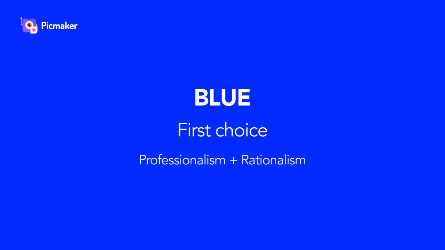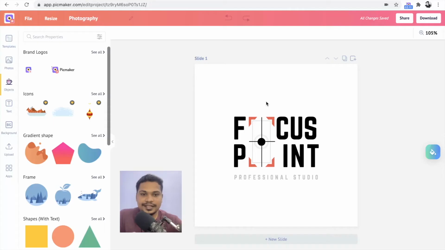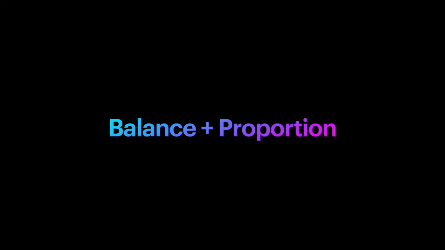When you look closely, you'll probably notice the use of blue in most logo designs. Blue is the first choice logo color. It symbolizes a brand's professionalism and rationalism, fostering a sense of trust and security in a brand. Green, purple, and red are also good colors to use for your logo to distinguish it. This logo is unique for a professional photography studio. It is a minimal design with a unique touch.